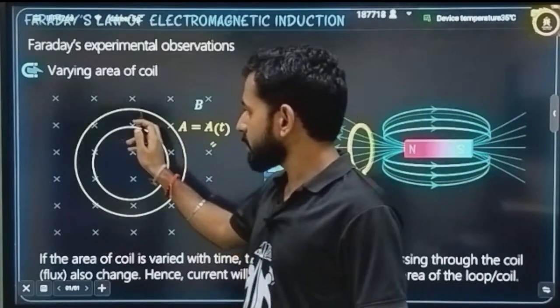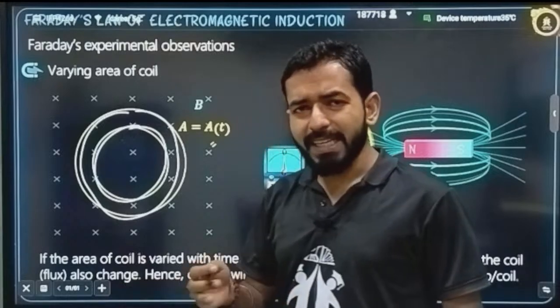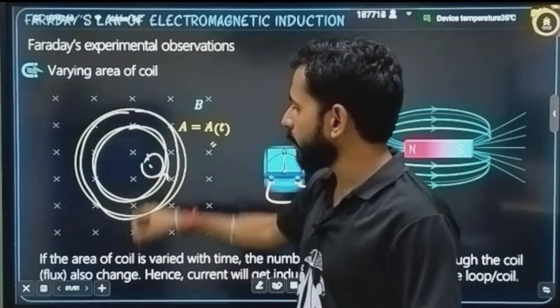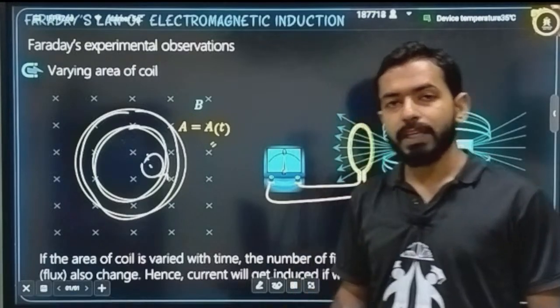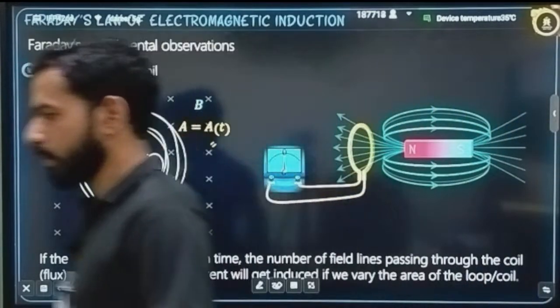Now what he did, he changed this area with respect to time. Initially the area that he had taken, and then he reduced this area. When he changed this area, again he observed that some current started flowing into this loop. Again, due to the change in area, some current got induced into the loop.